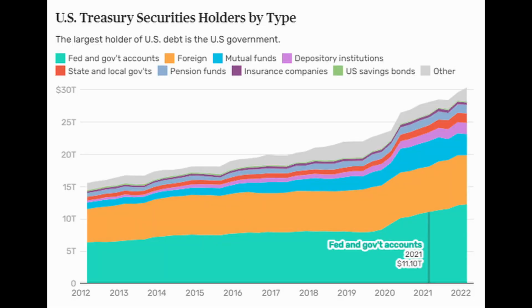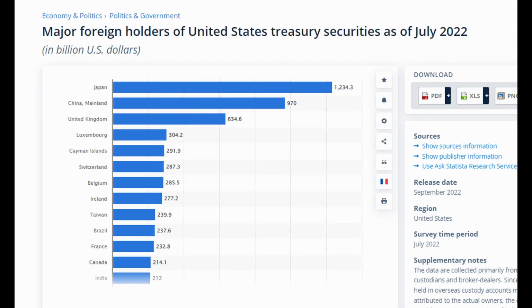Then the second highest is probably something that everyone would have thought would be first, and that is other countries, or foreign. The country that owns the most of our debt is Japan with about $1.2 trillion, then China with about $1 trillion, and then England with about two-thirds of $1 trillion, and then a bunch of other countries have a few $100 billion of our debt. However, when you're talking a debt of $32 trillion, a few $100 billion is not that much.